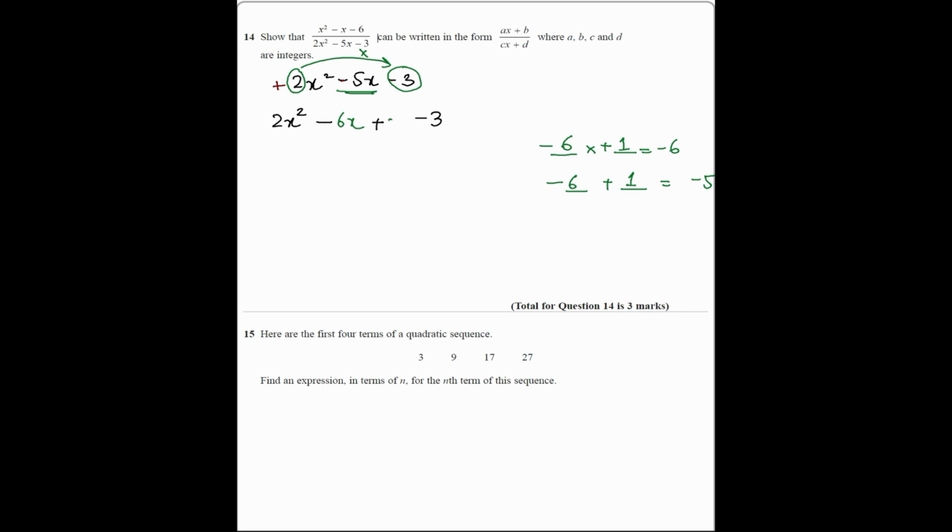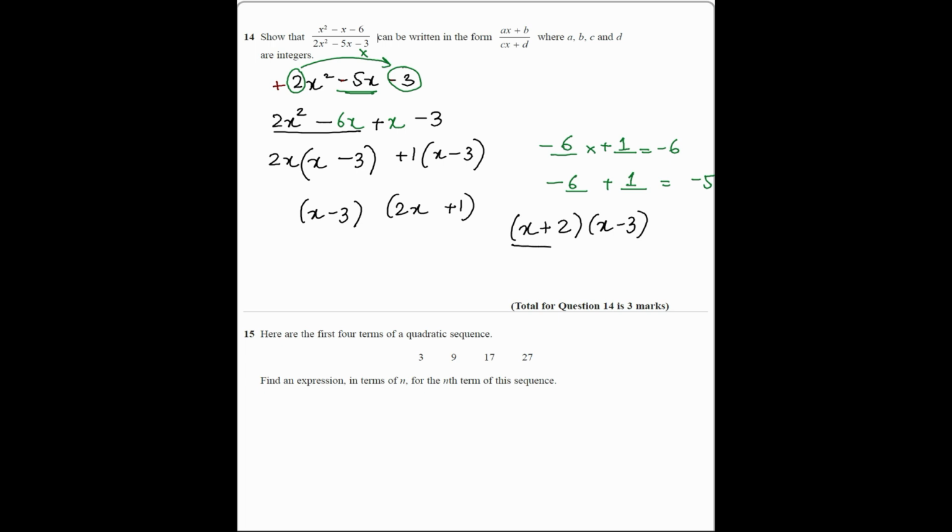So -6x plus x there. Then after this step, we can take 2x common from the first two terms, 2x bracket x minus 3 and then plus 1 bracket x minus 3 again. X minus 3 is common, x minus 3, and then we have 2x plus 1 there. We have factorized both expressions, numerator and denominator, separately. So it will look like this. X plus 2 and x minus 3 were the factors of the numerator, and in the denominator x minus 3 bracket 2x plus 1.